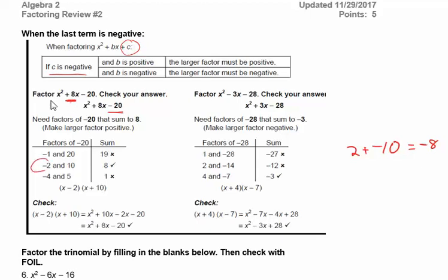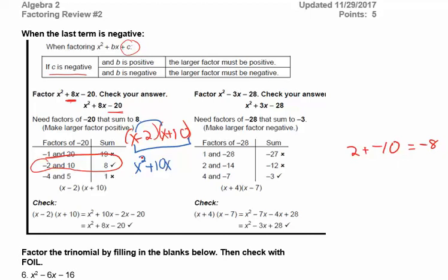So because this is the one that worked, in my parentheses, I would have the x and the x already filled in. I'm going to use the minus 2 and the plus 10. And then you check this with foiling. So you go first times first is x squared. It's important to check because it's easy to make a mistake with these negatives.